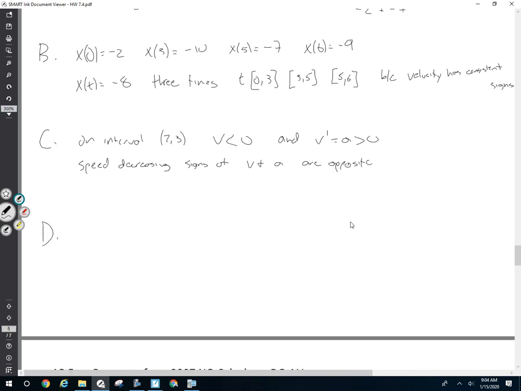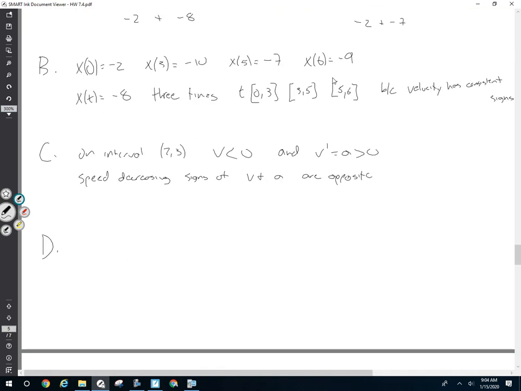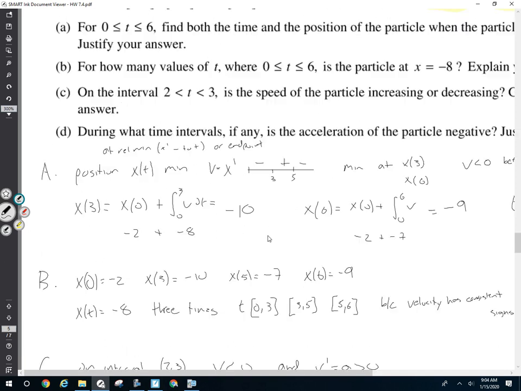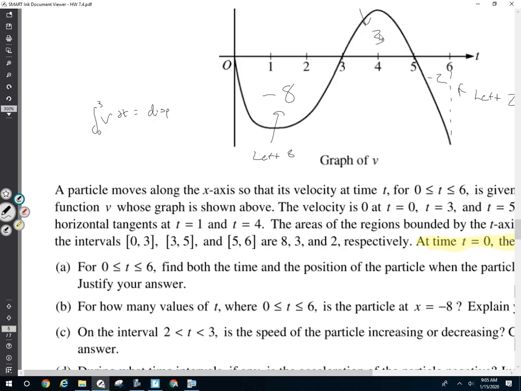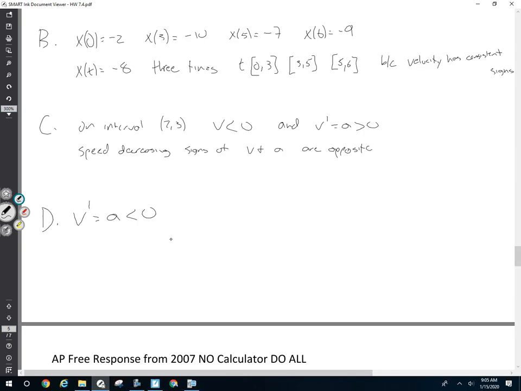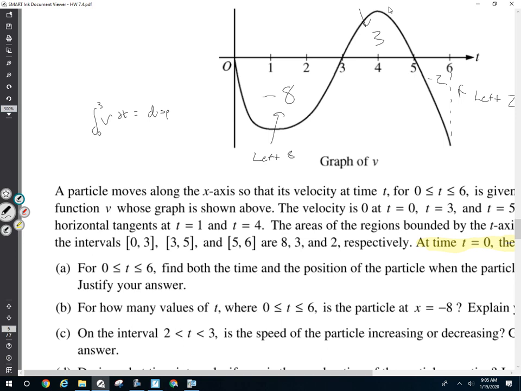Part D, during which time intervals is the acceleration of the particle negative? When v prime, or a, is negative, that's going to be from 0 to 1 and from 4 to 6. Why do I say 0 to 1 and 4 to 6? The slopes of v are negative here. Slopes of v are negative there.